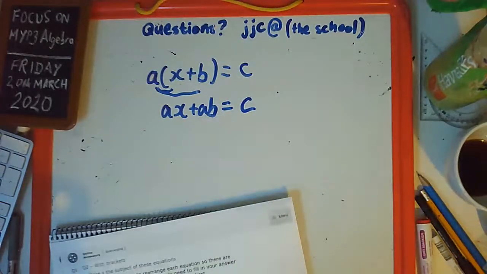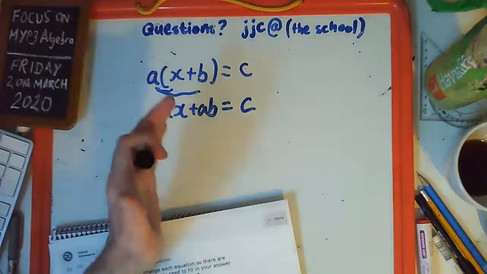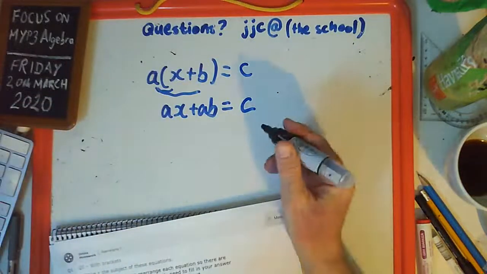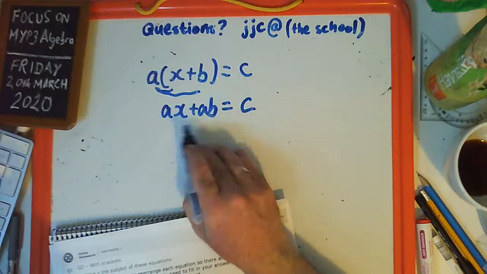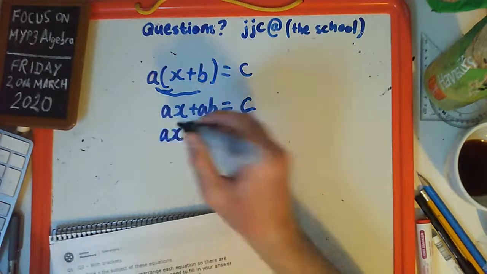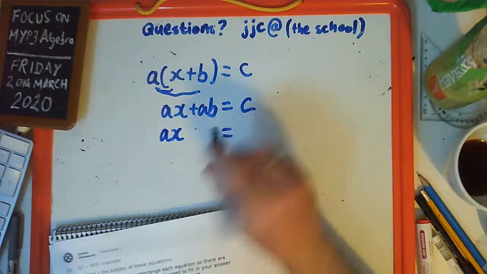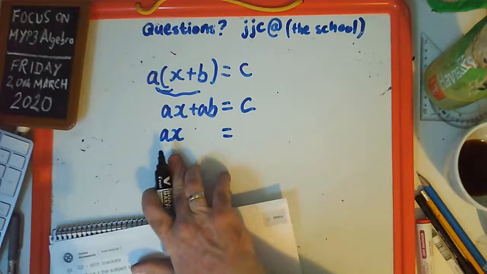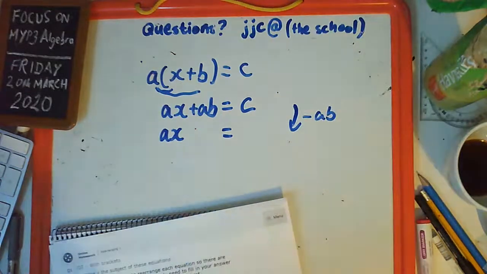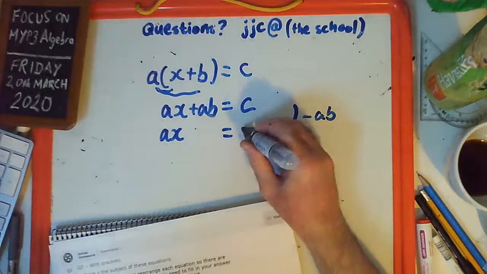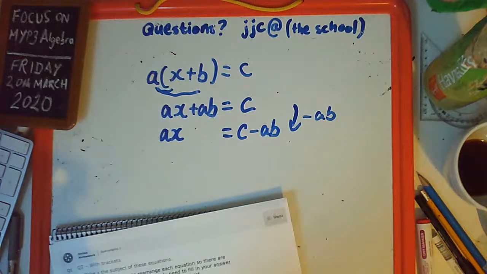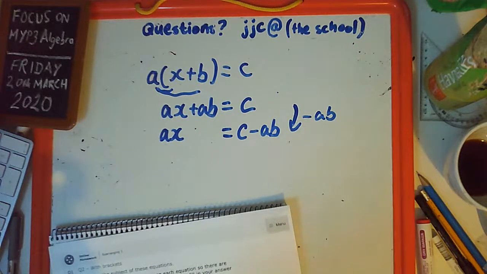Now what we're trying to do here is get the x on one side and all of the other stuff on the other side. So at the moment I've got an ax and then something that doesn't have x in it at all, ab. So if I take away that ab bit that doesn't have any x in it, and just leave the bit with the x in on its own, so I'm taking away ab from both sides, but because it's like a balance, I've got to do it on the right as well. So ax equals c minus ab.